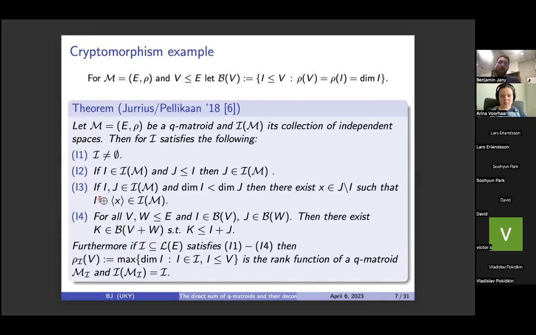And sometimes it's a little bit more difficult to go from the theory of classical matroids to this theory of q-matroids. I'm sorry, there is a question in the chat.